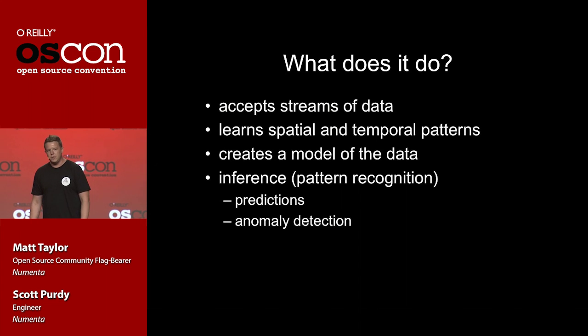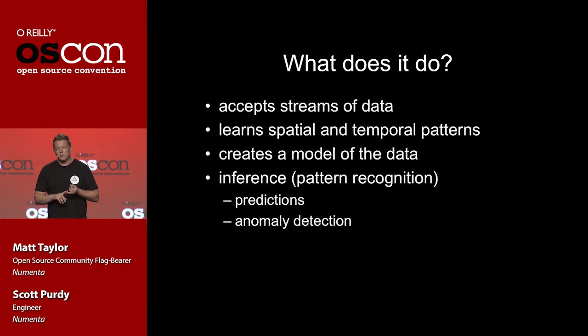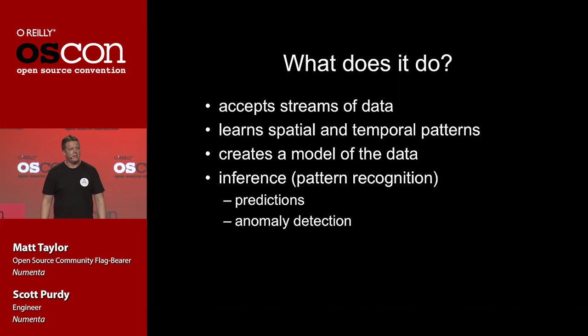So what does it do? Well, like I said, it accepts streams of data. So you have to establish a way to push data into the algorithm. And it likes fast temporal data. So the faster and the more time-based it is, the better. It learns the spatial patterns within the data, and it also learns the temporal patterns over time within the data. And it does that by creating a model of the data in the form of connections between the artificial neurons within the CLA. It provides inference or pattern recognition, and the way we do that is through predictions. So it can give you predictions about what you tell it you want it to predict as the data is coming through, or anomaly detection. It can tell you how unexpected the data that it's currently seeing is.